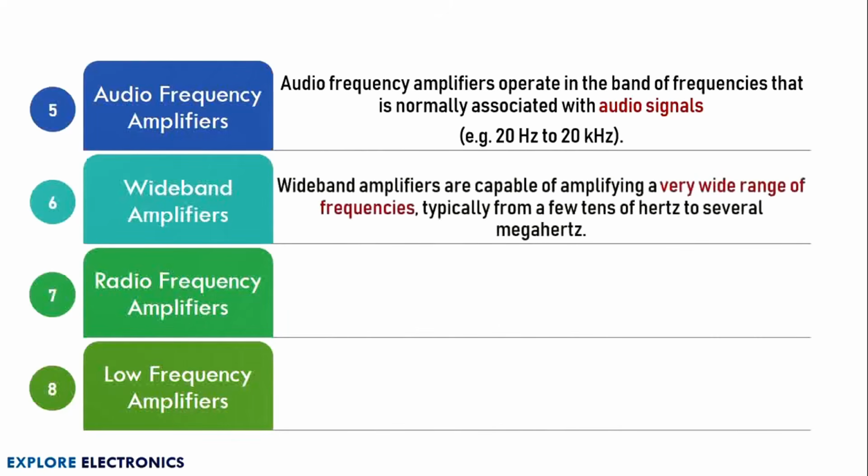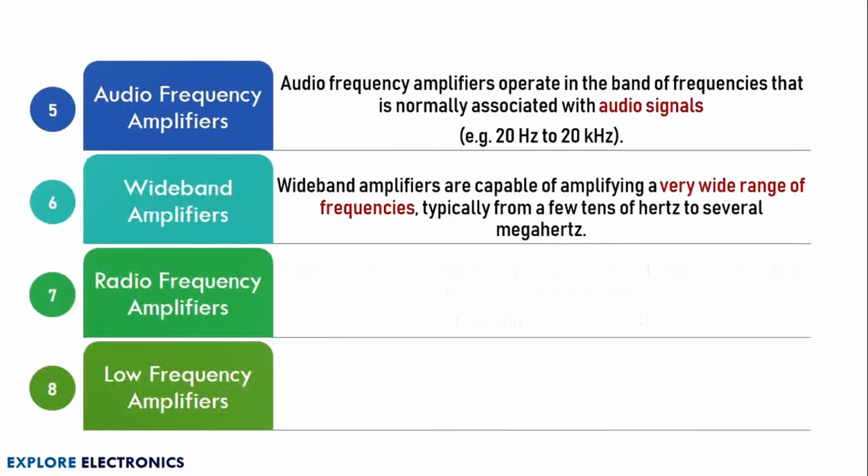Wide band amplifiers. Wide band, as the name itself says, means the range of frequencies which the amplifier is going to amplify is wide. From 10 Hz to several megahertz of frequencies, the amplifier is capable of amplifying the signal. That is wide band amplifiers.